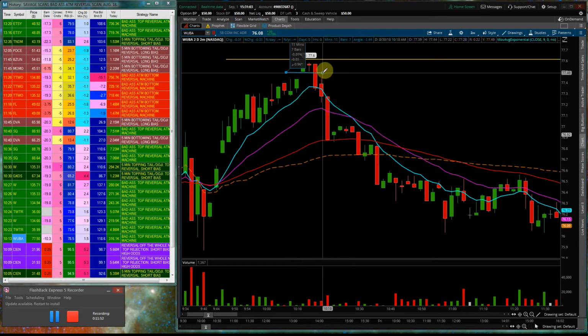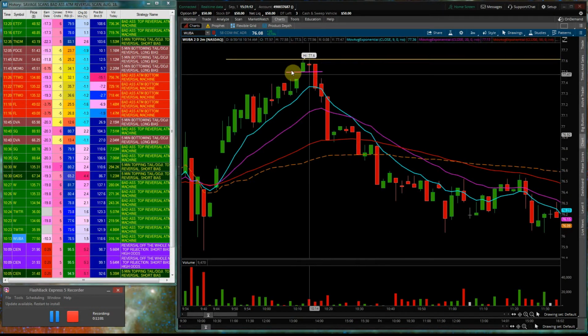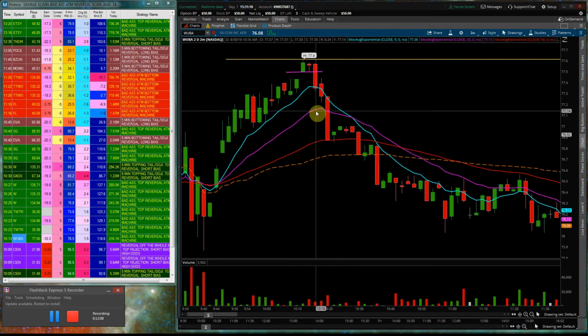Depends how focused you are. If you're watching it for a more clear signal, like a very defined lower high, then you would have missed it. If you had it on your chart and you were watching it tick by tick, then you might have noticed that, and you might have taken it somewhere around here, risking off high of day. Okay.